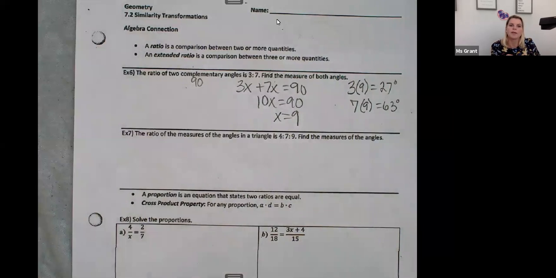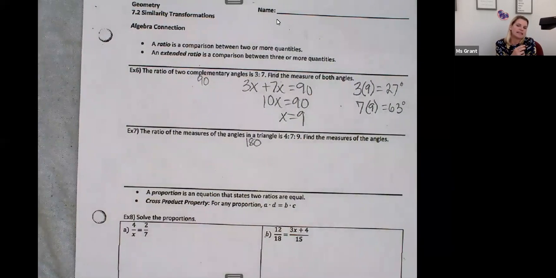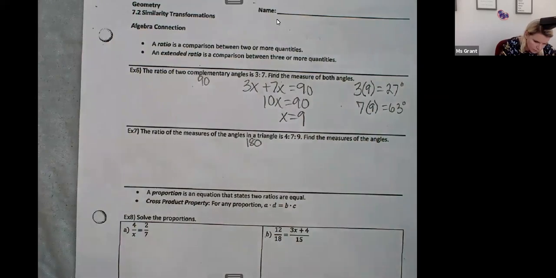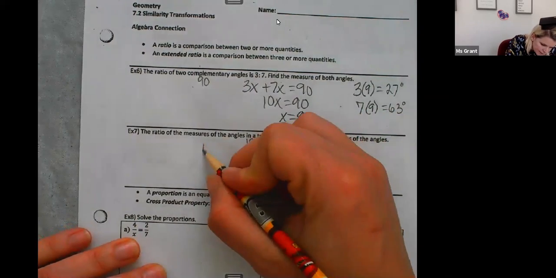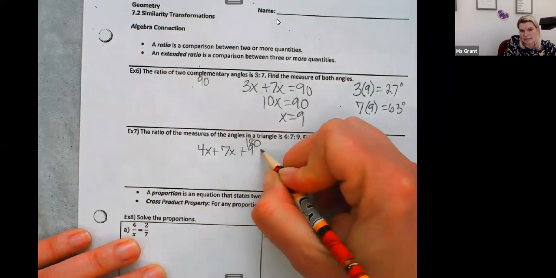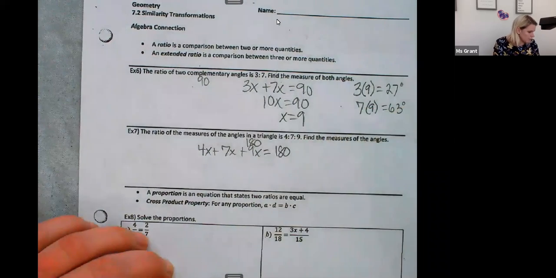Number 7, the ratio of the measures of the angles of a triangle, 180, is 4 to 7 to 9. One of them is 4 times the quantity, one of them is 7 times, one of them is 9 times the angle. Written as 4x plus 7x plus 9x equals 180 degrees. Go ahead and solve that on your own.